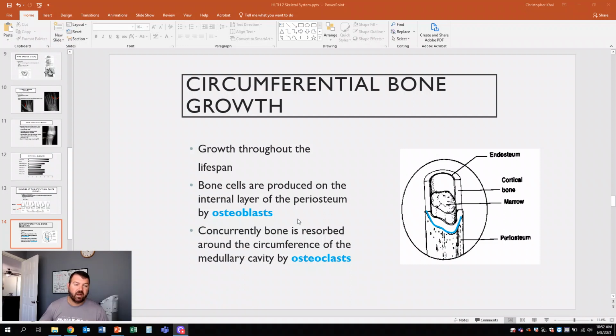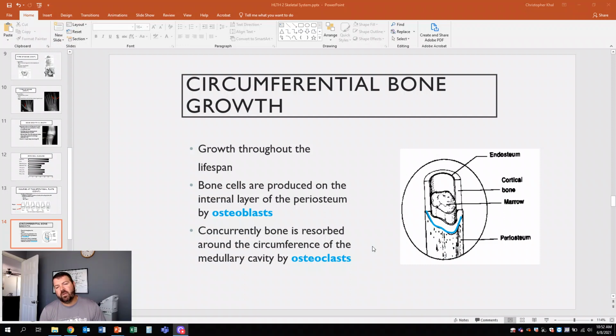Osteoblasts are bone cells that are produced on the internal layer of the periosteum, and bone is reabsorbed by the osteoclast. So one lays down and one takes away bone. It takes away to be absorbed through your body because it needs the calcium, and it lays down to store calcium and to increase bone growth. They're constantly doing this. They're never really stopping.